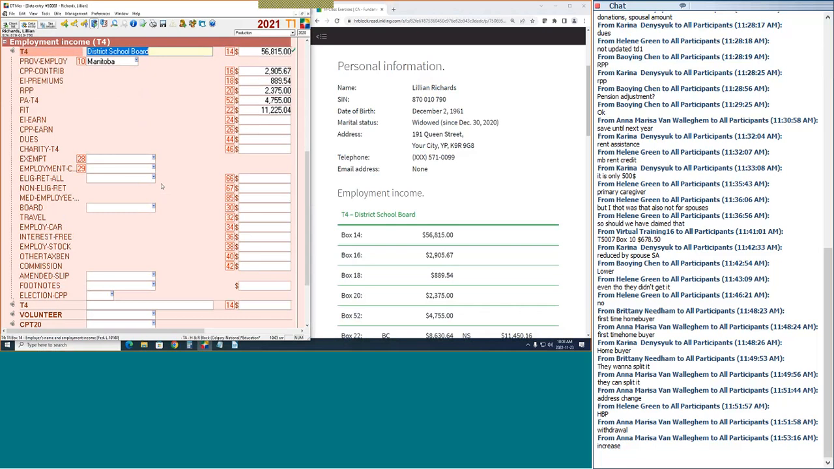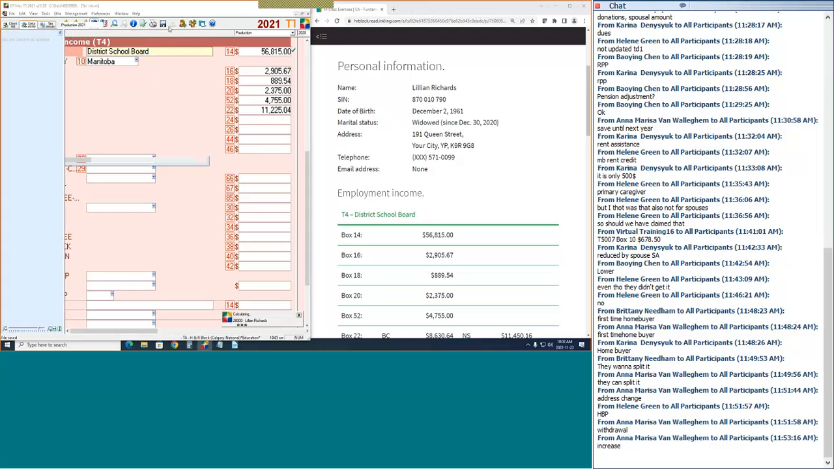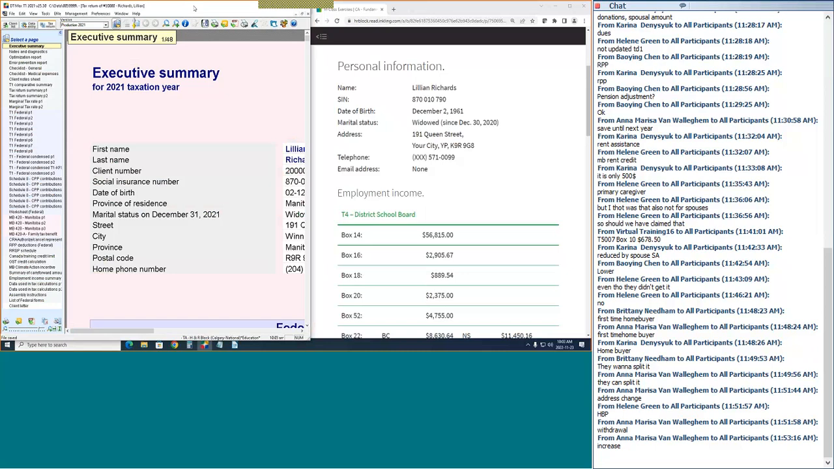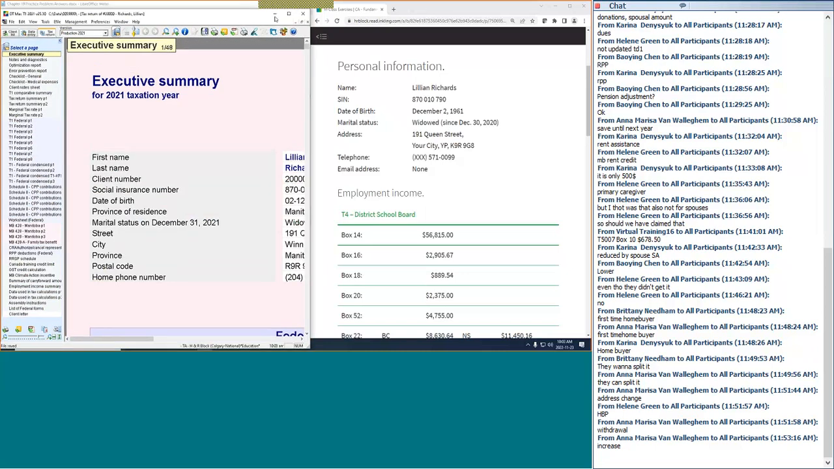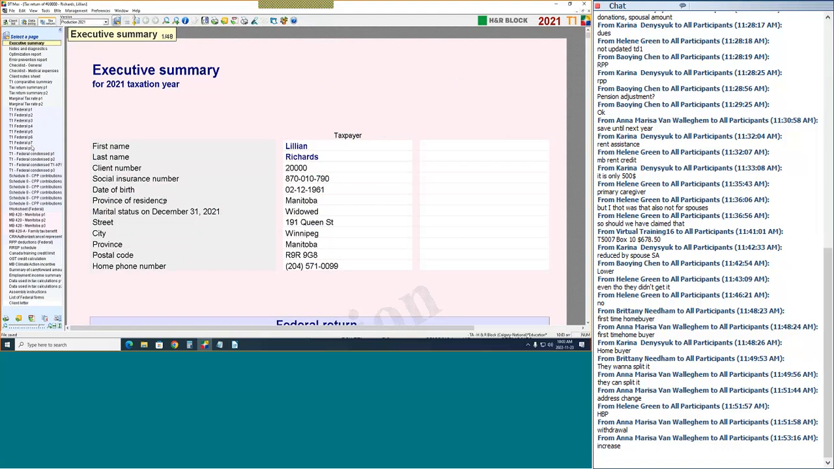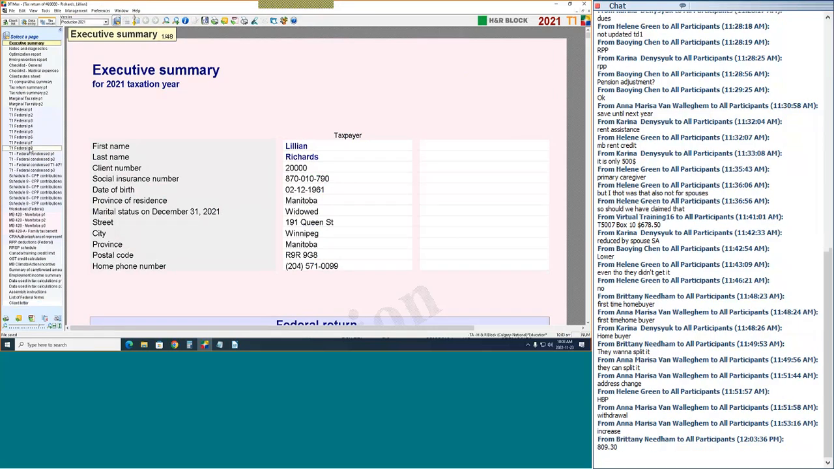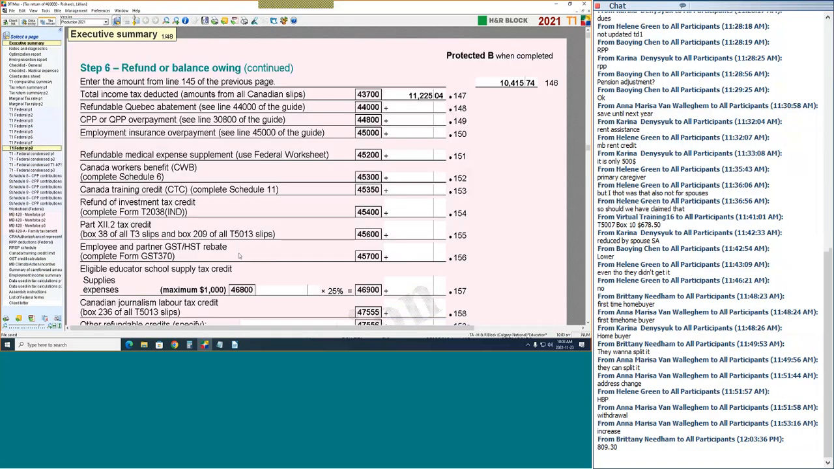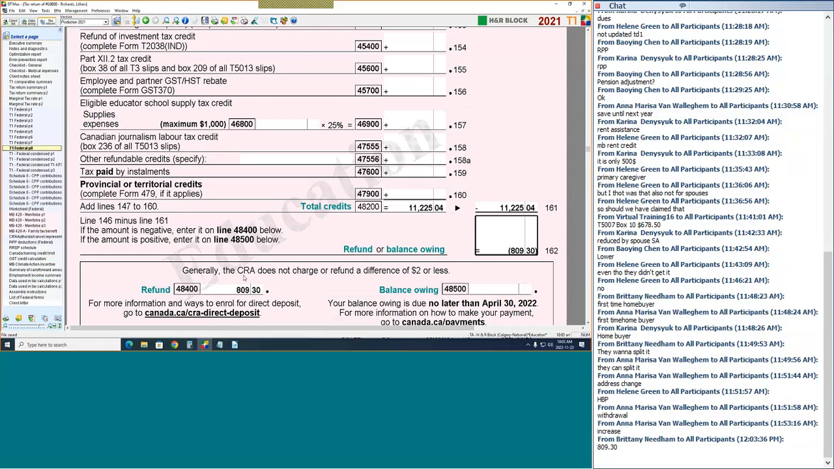If we have this, and this is the point we're at, what I would like to know is what is the refund or balance owing for Lillian Richards right now? So if this was the only thing she had, what is the net result? I'm going to open this up so I can see it. Wait for someone else to do it first. 809.30. Excellent.